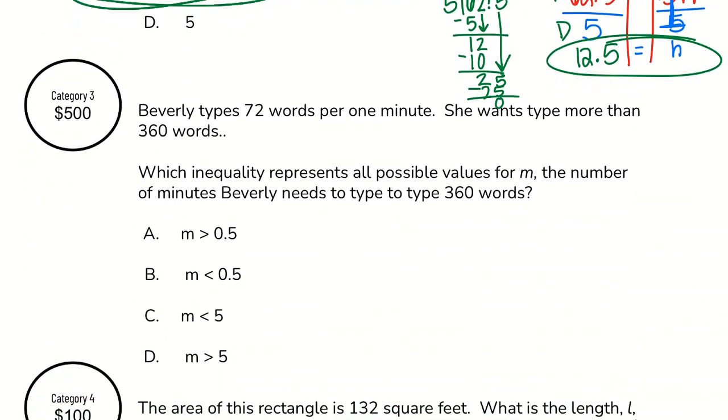All right. Okay, Beverly typed 72 words per 1 minute. She wants to type more than 360 words. Which inequality represents all possible values for m, the number of minutes Beverly needs to type 360 words? Be sure to use correct place value.